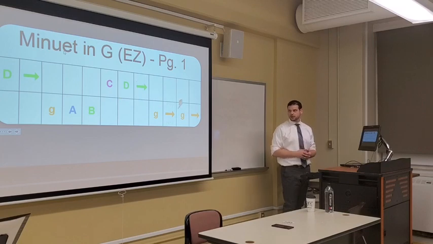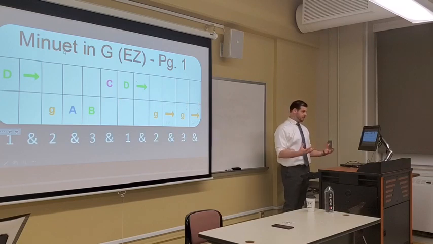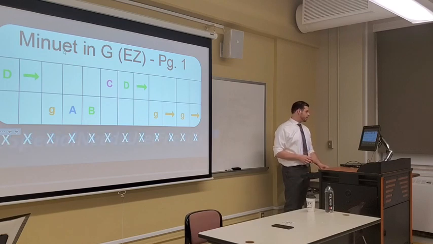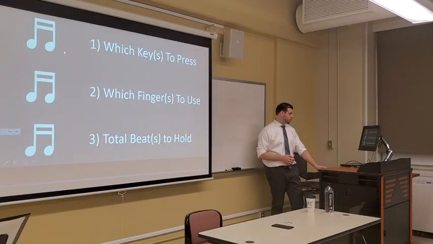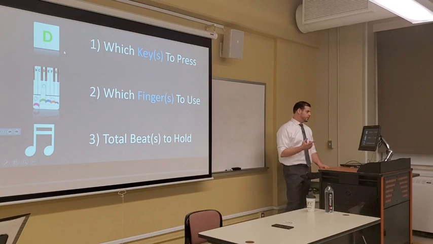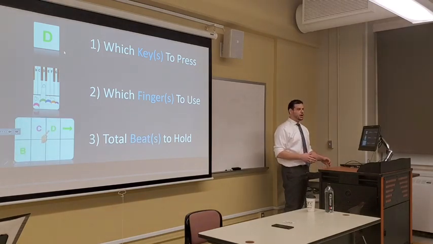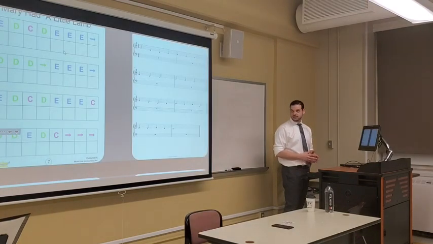You hold down on the note a little longer when there's an arrow, and that gives you the timing effect that you're looking for. And all of a sudden, whether you're counting or whether you're pointing along, we have a fully special needs user-friendly approach. Now we know exactly which finger to push down, which key you're going to push down, which finger you're going to use, and how long you're going to hold each note for in the process of the pattern.